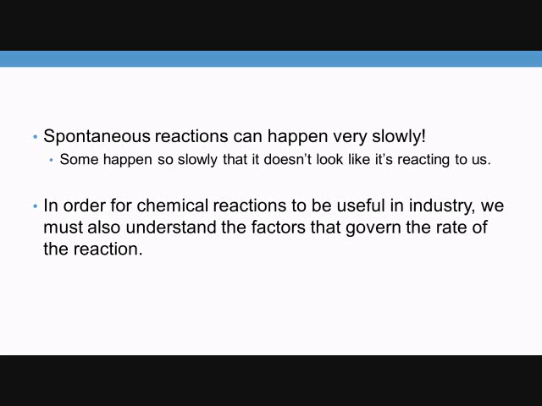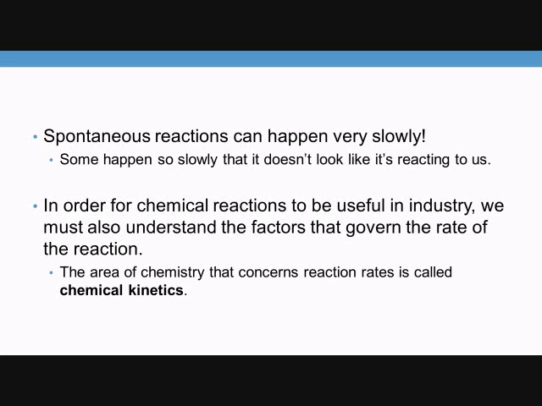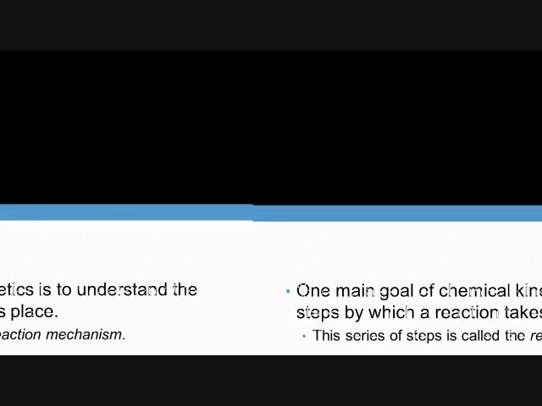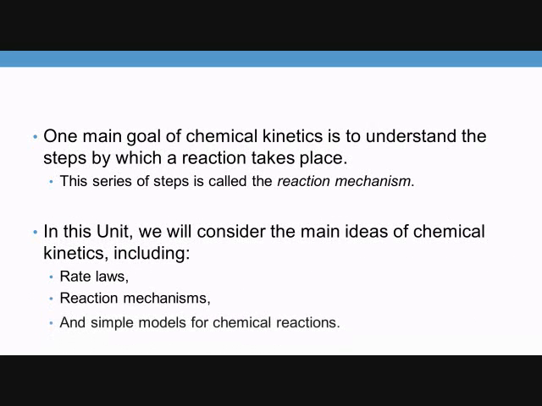So in order for chemical reactions to be useful in industry, we must also understand the factors that govern the rate of reactions. This area of chemistry is our definition for chemical kinetics. One main goal of chemical kinetics is to understand the steps by which a reaction takes place. This series of steps is called a reaction mechanism.